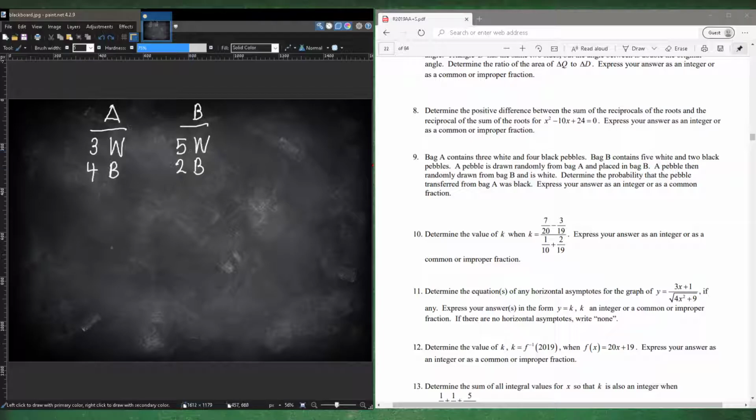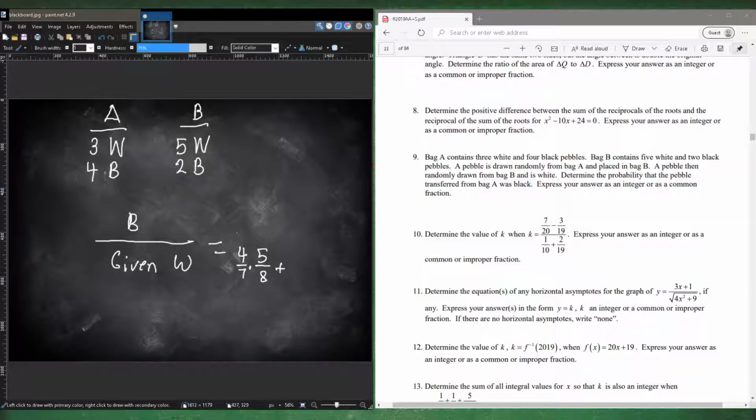So we need to find the probability of the transferred pebble being black, given that the drawn one is white. What's the probability that it's white? Well, if we take a black marble in here, what's the probability of getting a black? That is 4 out of 7. So if one black goes in here, we have 5 white and 3 black. So the probability of getting a white is 5 out of 8.